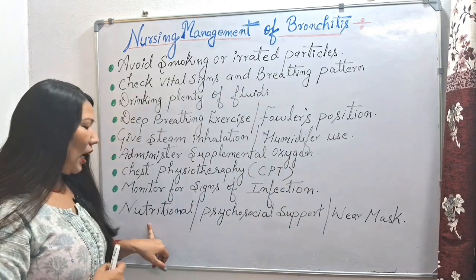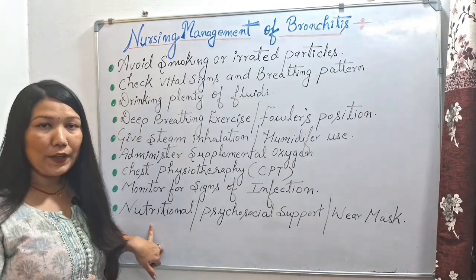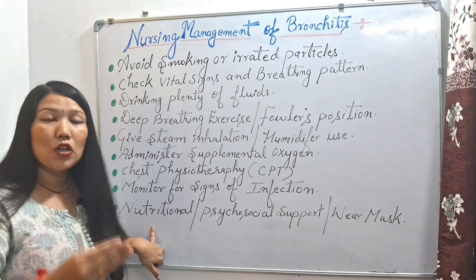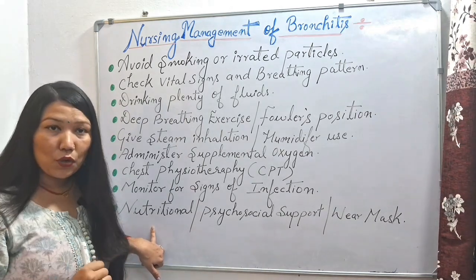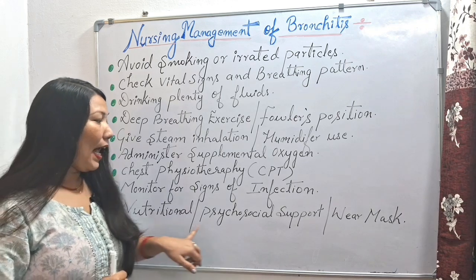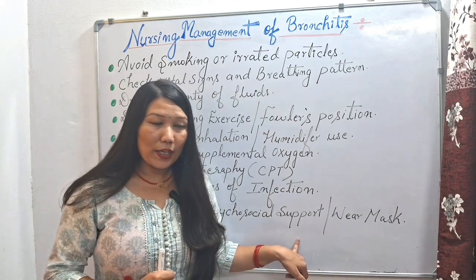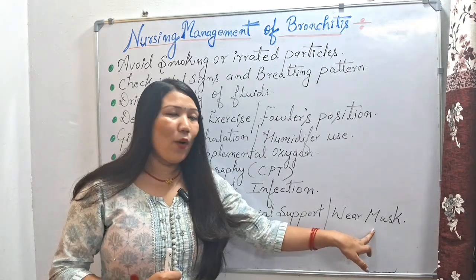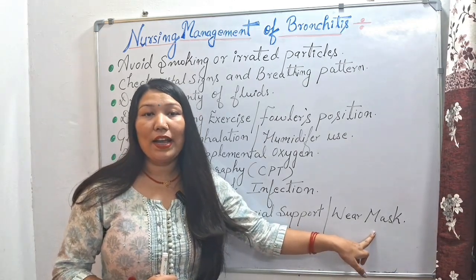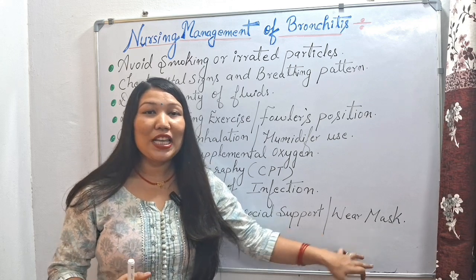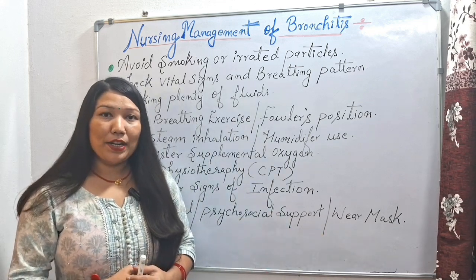Next we have nutrition. A good balanced diet is very important for gaining weight, because due to the coughing process the patient loses a lot of weight. So a balanced diet is important, and we have to give psychosocial support, emotional support, to the patient. Next we have wear mask. Whenever the patient is going outside, advise him to wear a mask when going into a polluted area. So these were the nursing management of bronchitis.